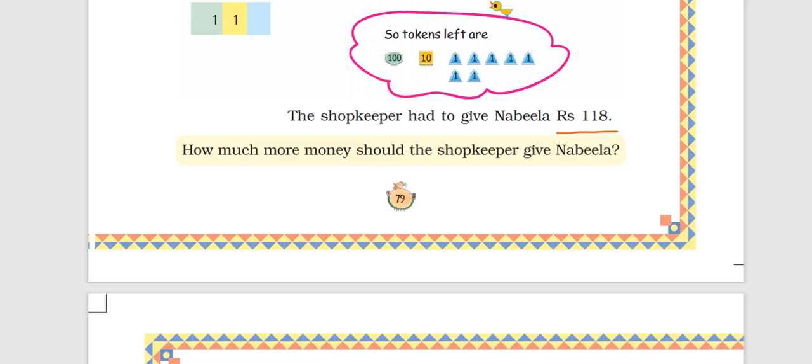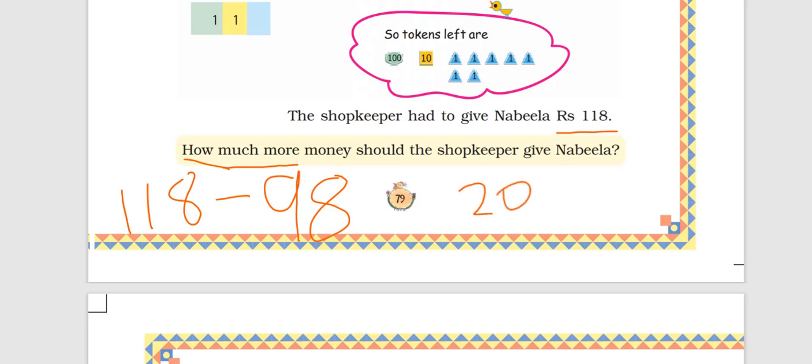How much more money should the shopkeeper give her? So she should have gotten 118, but the shopkeeper gave her only 98. How much more is the key word here, which means subtract. So when we subtract 118 minus 98, we get 20. Let's do that right over here.